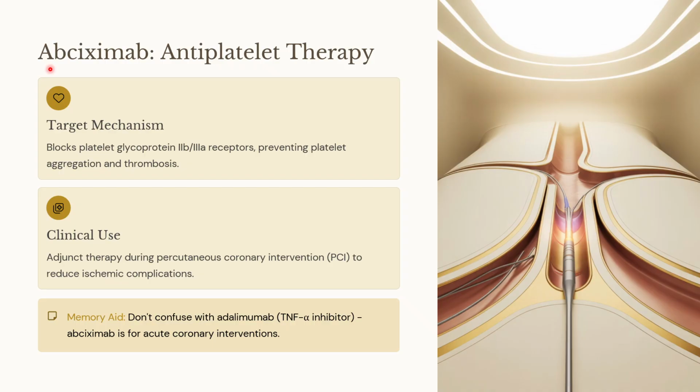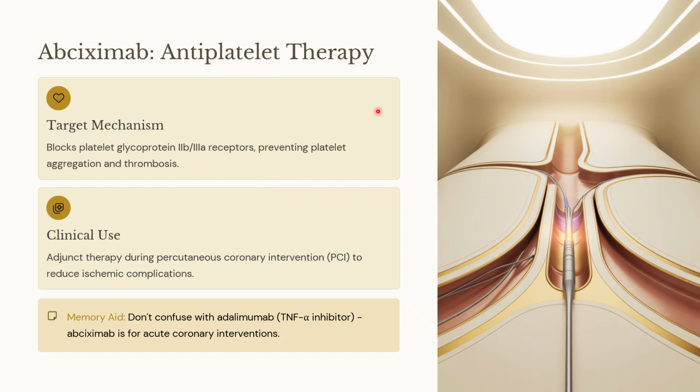What about abciximab? What does it do? Abciximab is antiplatelet therapy. Why do we want to give antiplatelet? Platelets are important, isn't it? This will target the glycoprotein GP2B3A receptors. Why do we need the GP2B3A receptors? For the platelets to first adhere with the endothelium, it is GP1B9. For the platelets to adhere with each other, it is GP2B3A.